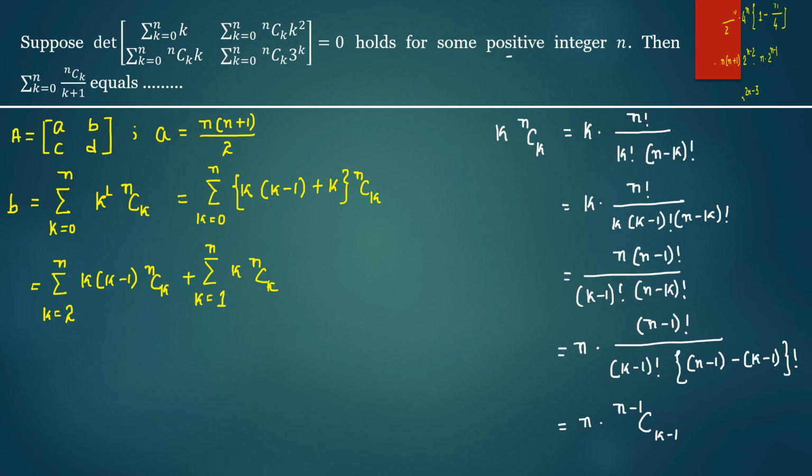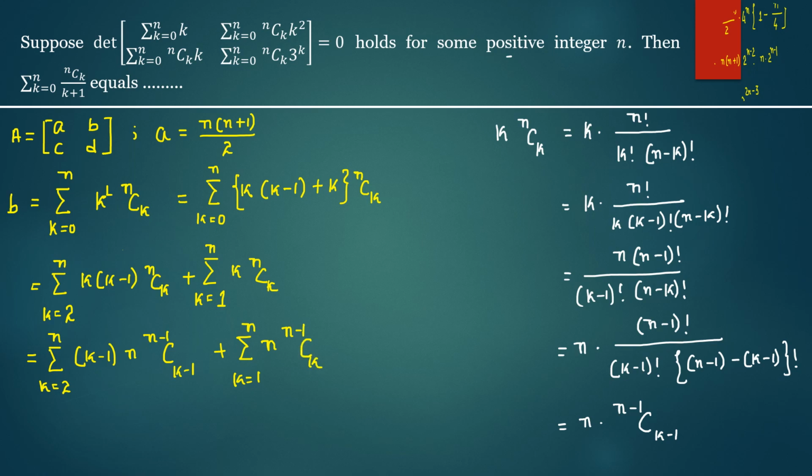So if I use that in both cases, see that it gives you summation k equal to 2 to n of k into nCk, that can be written as n into (n minus 1) C (k minus 1). For the next one, it can be written as summation of k is equal to 1 to n, k and nCk will be n into (n minus 1) C (k minus 1).